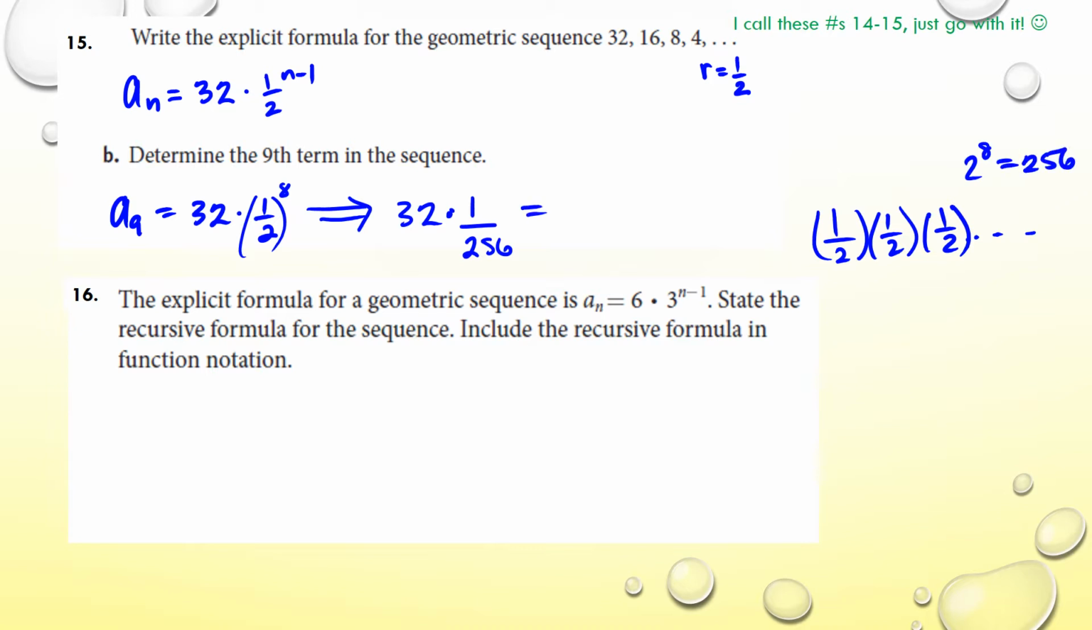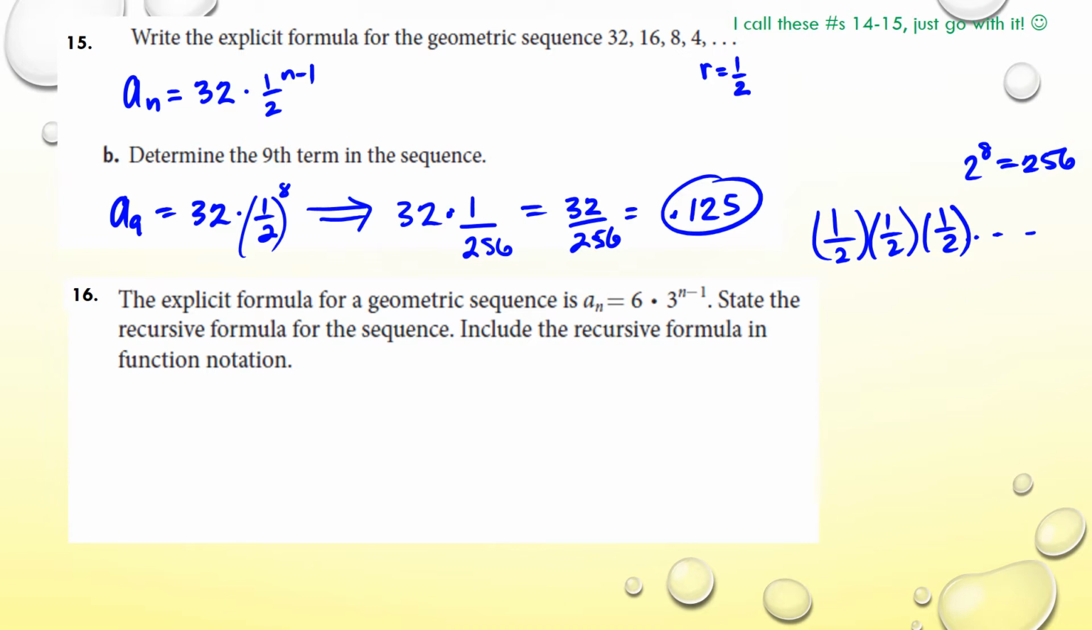So if I do it this way, I'll get 32 over 256, and that will probably give me a better decimal that I could write down. So we'll end up with 0.125. I'm afraid that if you just put 1/2 to the power of 8 in your calculator, it's going to give you 0 because it's so tiny, 1 divided by 256. So there's a workaround for you.